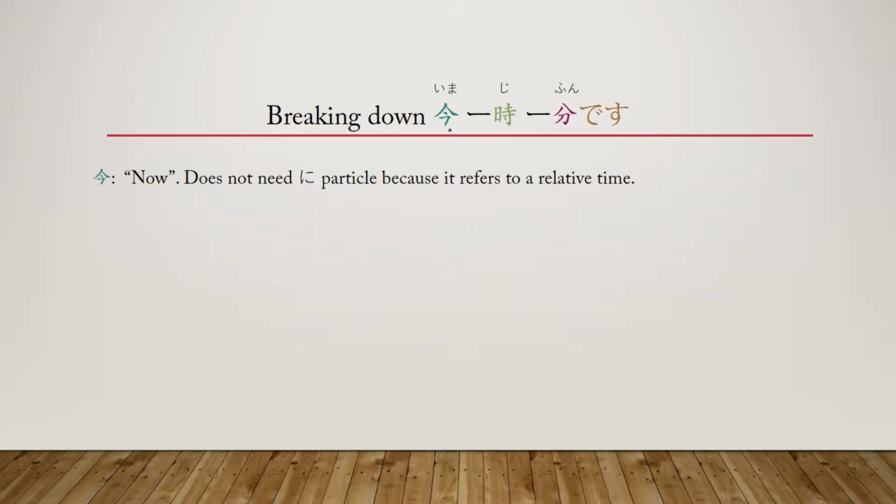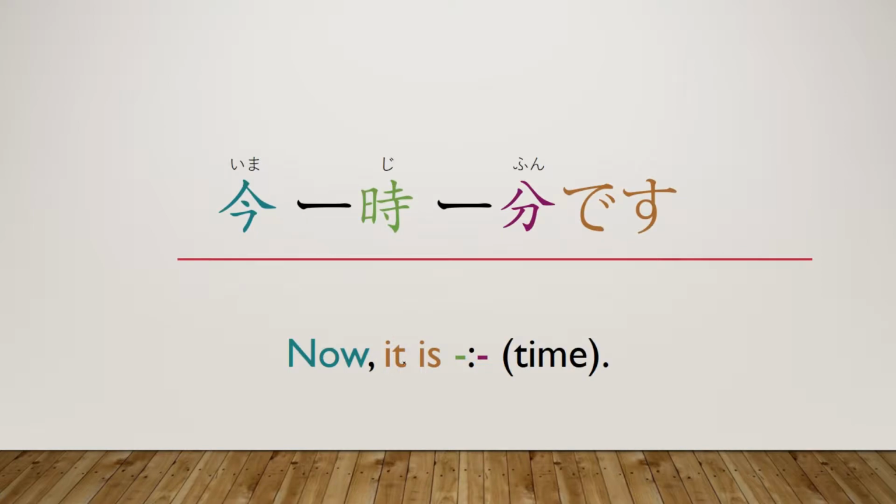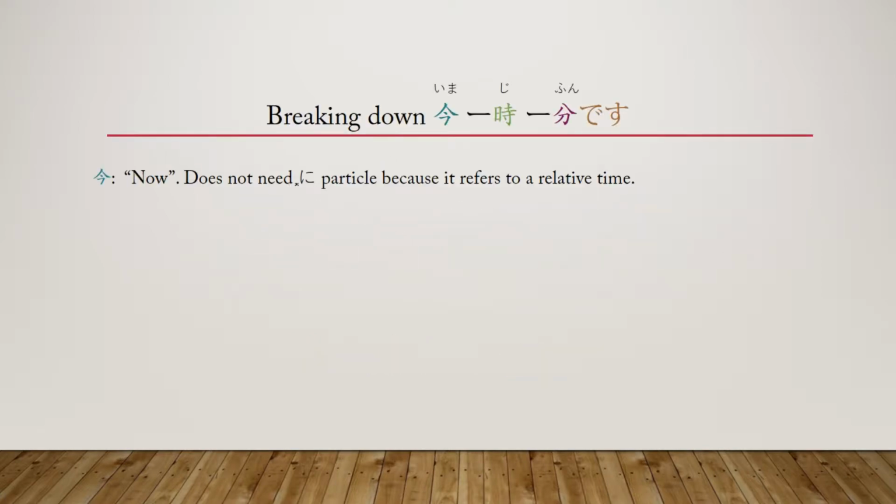Okay, so first we have our ima. Ima is going to be the Japanese word for now. So right here when I'm saying "now it is" whatever the time is, that's where the ima comes into play. Now, if you have been studying any other Japanese, you might have learned that usually after time, you're going to put the ni particle. However, when the time is relative to the current time, then you don't need the ni particle. So what do I mean by this? If you're going to say now, you don't need the ni particle.